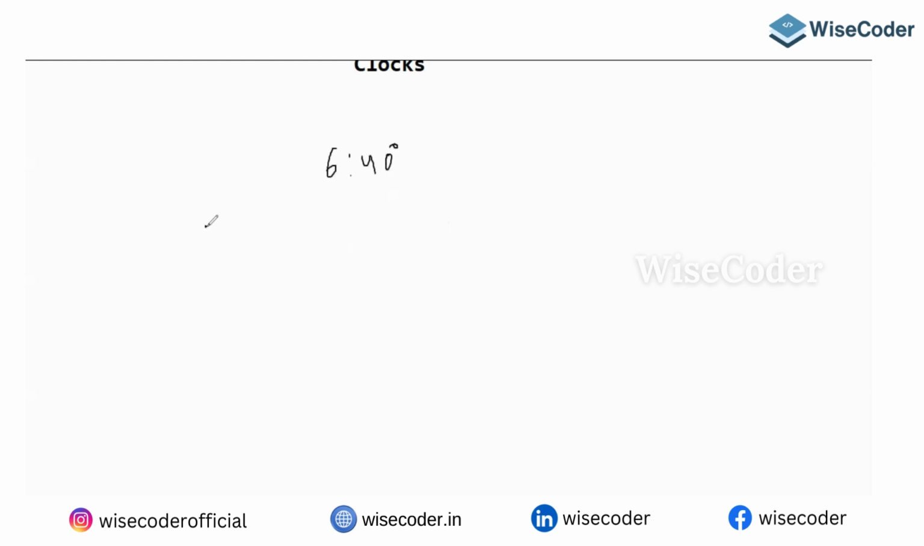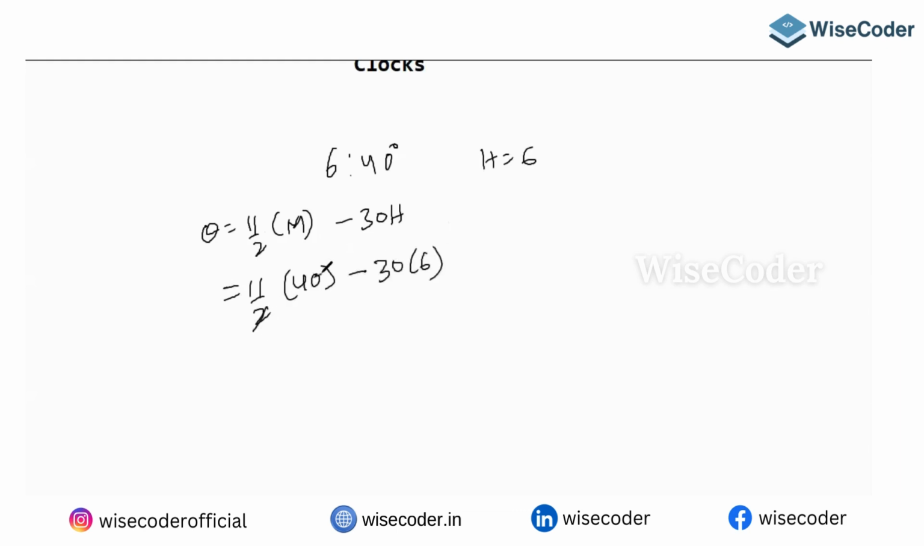So what is the solution? What is the formula? Theta is equal to 11 by 2 m minus 30 h, where h is equal to 6. So 11 by 2 m is 40, minus 30 into 6. 11 twos are 22, 220, so this is 220 minus 180. That will give you 40 degrees. Okay, let's go to the next question.